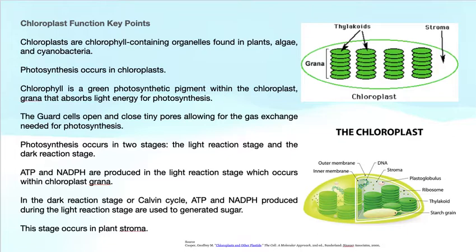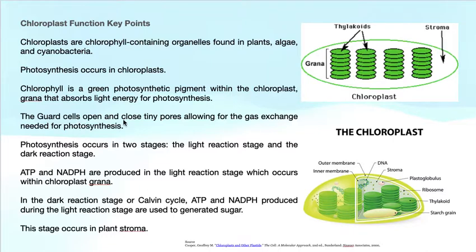The functions and key points of chloroplast. Chloroplasts are chlorophyll-containing organelles found in plants, algae, and cyanobacteria. As I said, photosynthesis occurs in the chloroplast. Chlorophyll is a green-colored photosynthetic pigment. Within the chloroplast, you can see grana that ultimately absorb light for photosynthesis. Come to this diagram. You see a disc-shaped thylakoid, and many thylakoids arranged together form a granum. So this is one granum, second granum, third granum, fourth granum, and in plural it's called grana.